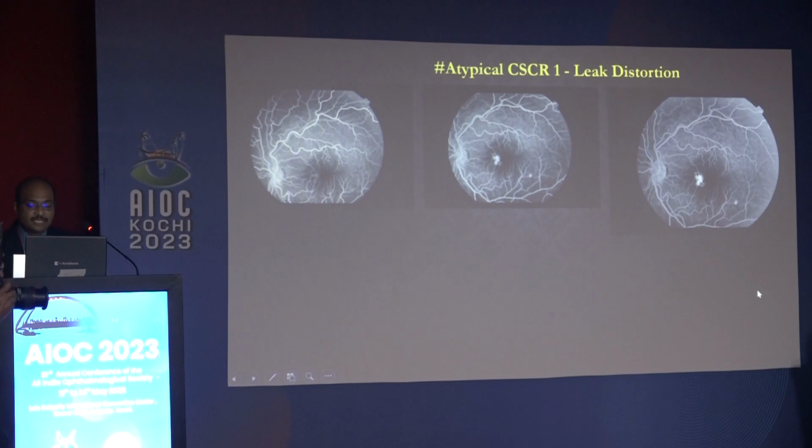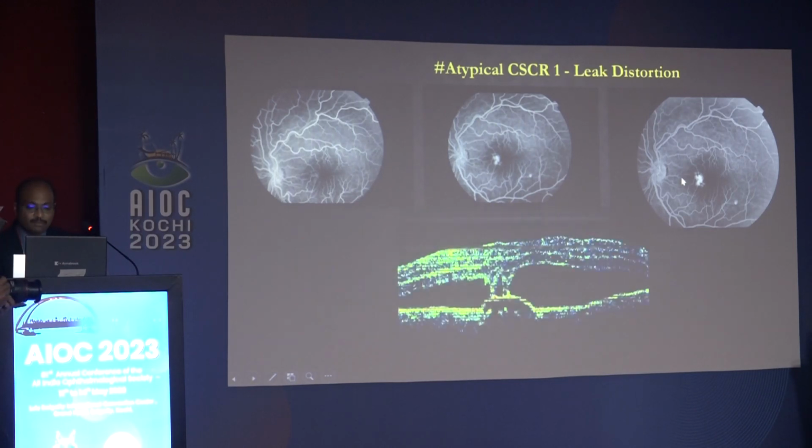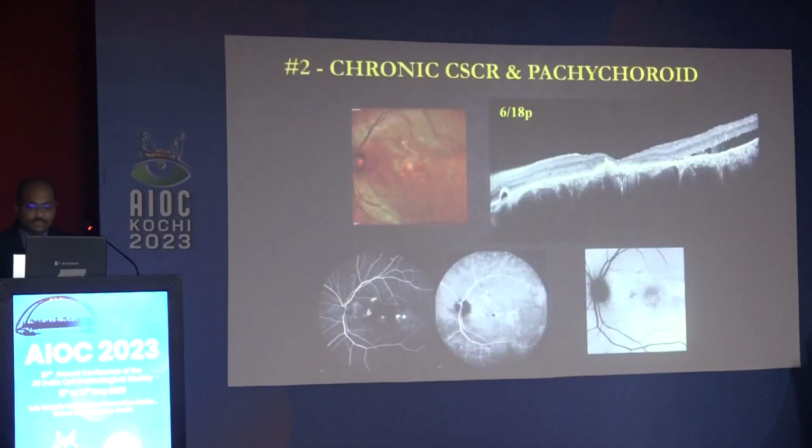This is an atypical CSR with the ink blot leak being distorted. Why is it distorted? The OCT gives you the answer, because there's subretinal fibrin tacking the undersurface of the retina to a leaking PED, and therefore there's distortion. This is a chronic CSR. Just to highlight that this is part of the pachychoroid spectrum, you can see these massive tube-like choroidal vessels out there.